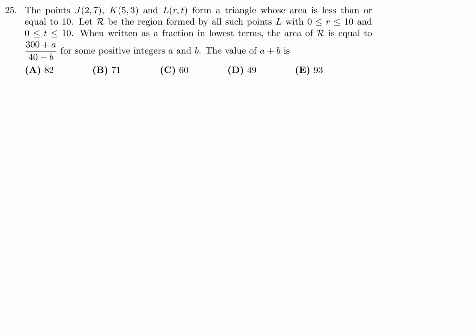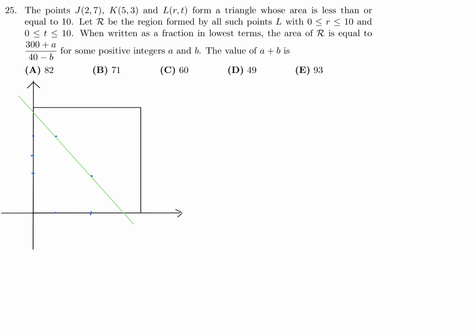All right, let's make a diagram and start. So the first thing, of course, is to label those points. 5, 3, which is K right there. This is 5 and this is 3 approximately. And this point right here is J, where that's 2 and that's 7.